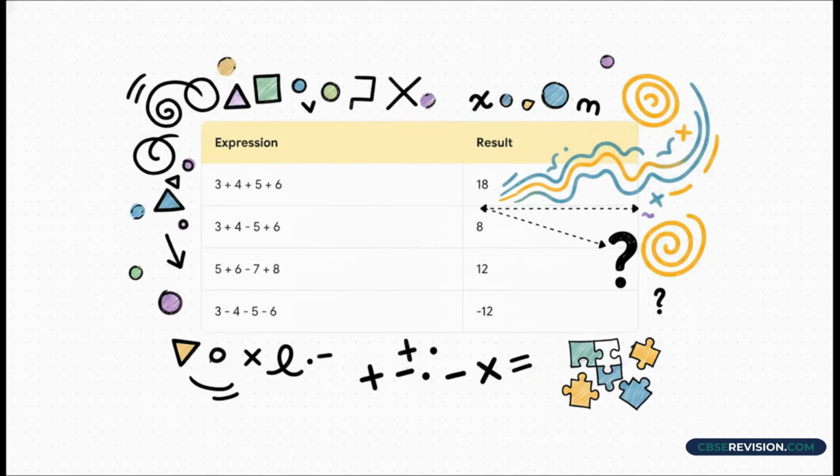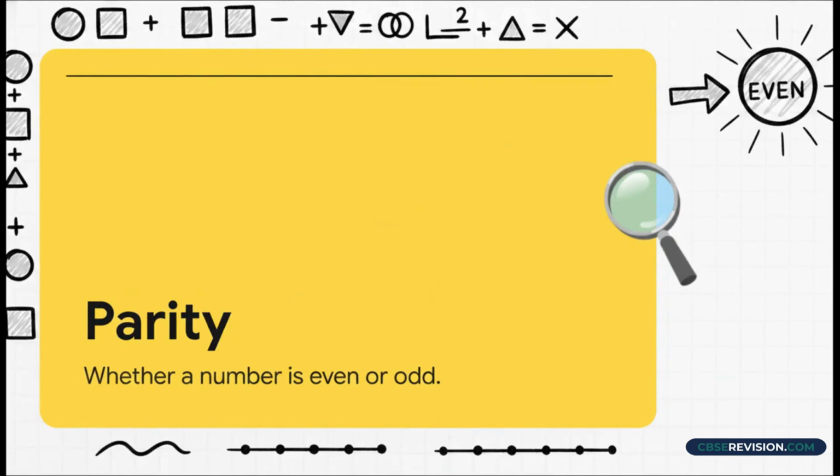We tried a few different combinations. 3 plus 4 plus 5 plus 6 gives us 18, 3 plus 4 minus 5 plus 6 gives 8, and you know what? Even if we pick 5, 6, 7, 8 and mix up the signs, we get 12. And 3 minus 4 minus 5 minus 6 gives negative 12. So, do you notice anything interesting about these final numbers? 18, 8, 12, and negative 12? Well, every single result we got is an even number.